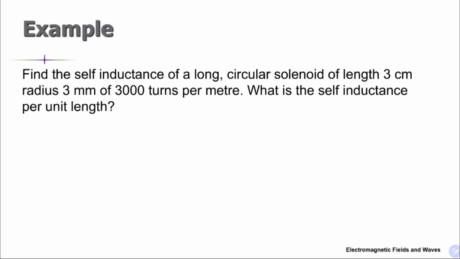circuit. So find the self-inductance of a long circular solenoid of length 3 centimeters, radius 3 millimeters, number of turns 3000 per meter. And what is the self-inductance per unit length? L equals 3 centimeter, R is 3 millimeter, and then small letter n is 3000 turns per unit length. And then you're asked to find what is L.